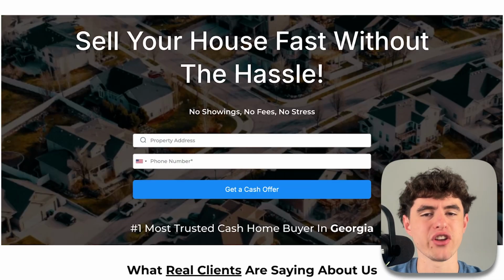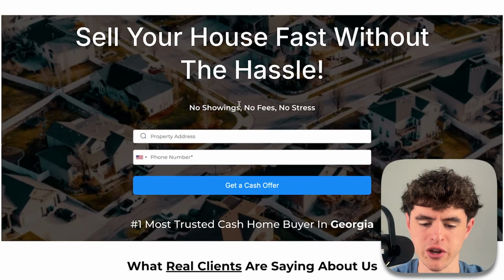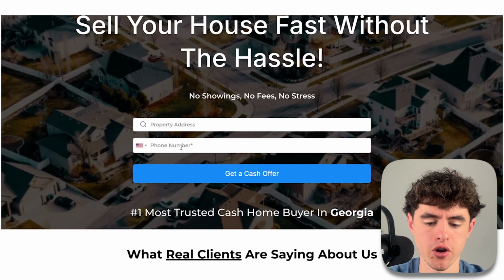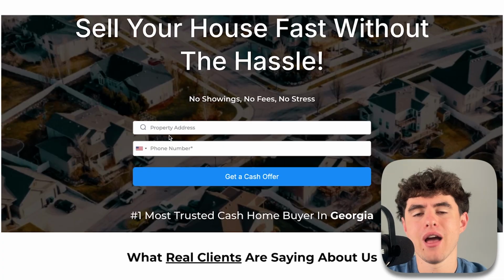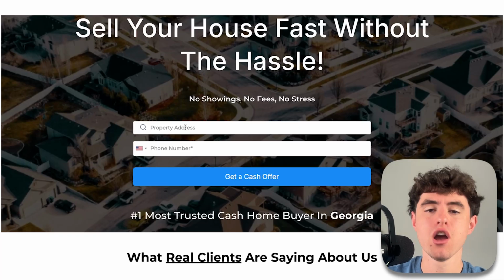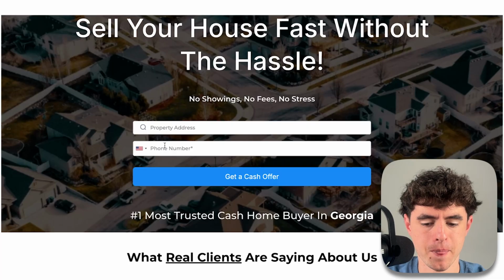So for an example of the copy, here's an example of the headline: sell your house fast without the hassle. No showings, no fees, no stress. And then they have the option to put in their address and their phone number to then get an offer. Now, like I said before, you do want to have enough information on the quiz. But with this specific example, a property address is a pretty sensitive thing to input, and the phone number is just to send them information. And this is enough for you.